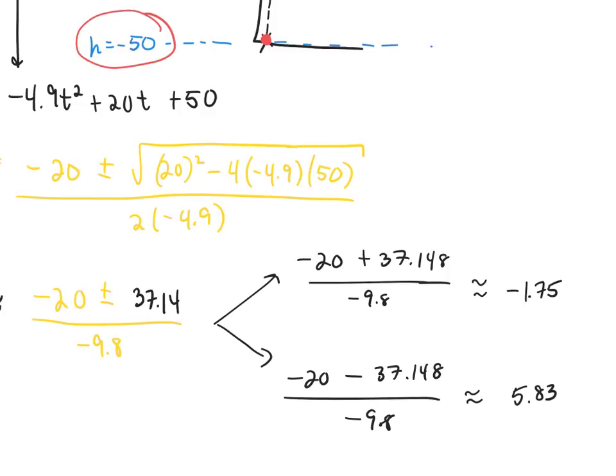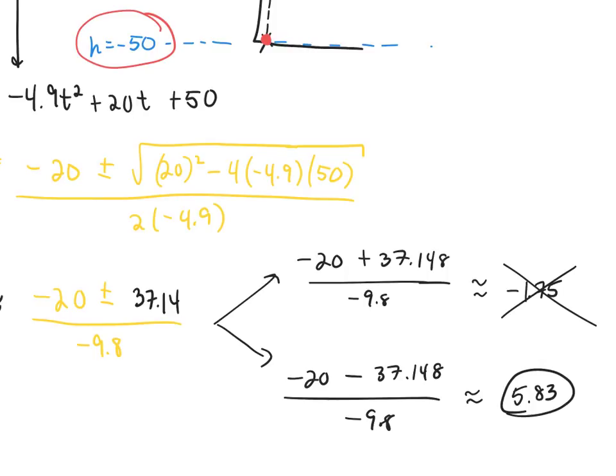This is one of those times where you have to use your common sense and context clues to choose only one of the two answers. Remember how I said you check your answer or reject possibly one of the solutions? This is not as much of a rejection as it is that it doesn't make sense. You can't have a negative time, so I have to rule that out.